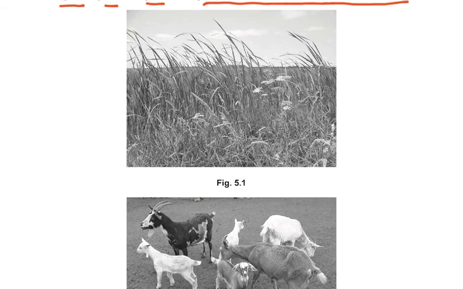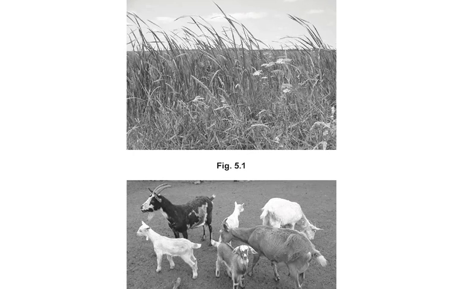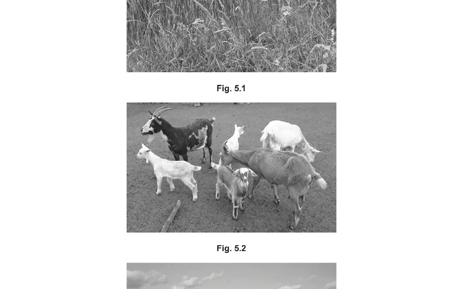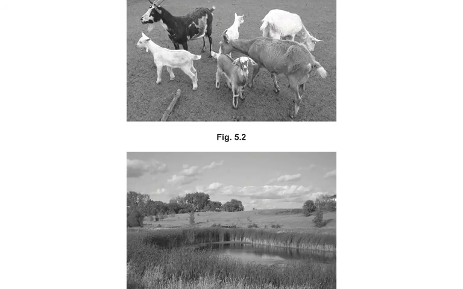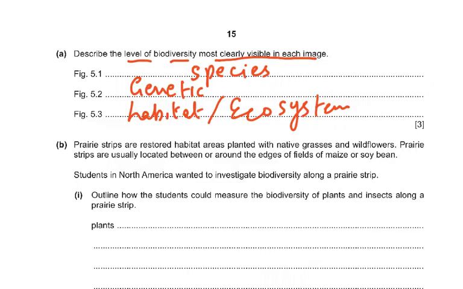This is species, grass and flowers. Then 5.2 is genetics. You can see the same species, but their genetics are different. Their colors are different. And this, of course, you can see the sky and the water and the land and the pond. So that would be habitat or ecosystem.